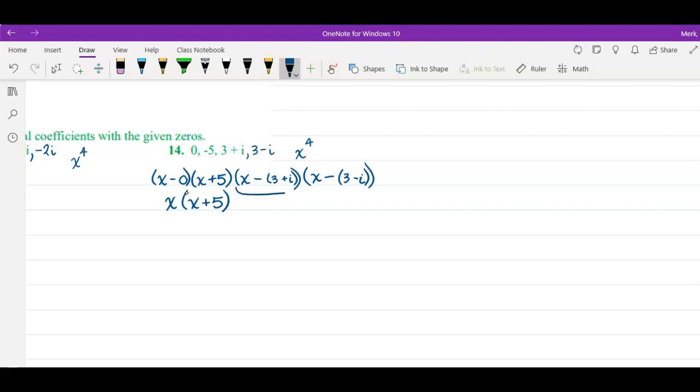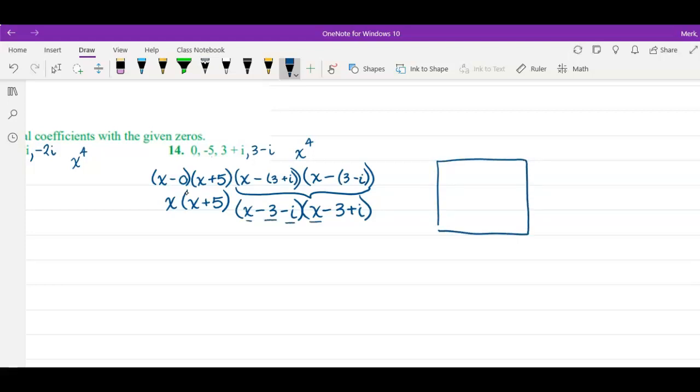But let's take all of this and multiply it first. So I'm going to first simplify these parentheses. That gives me x minus 3 minus i. And my second one is x minus 3 plus i. Now there's a variety of ways you can handle this. I like to just do a 3 by 3 box because I think of it as a trinomial times a trinomial. So x minus 3 minus i times x minus 3 plus i.